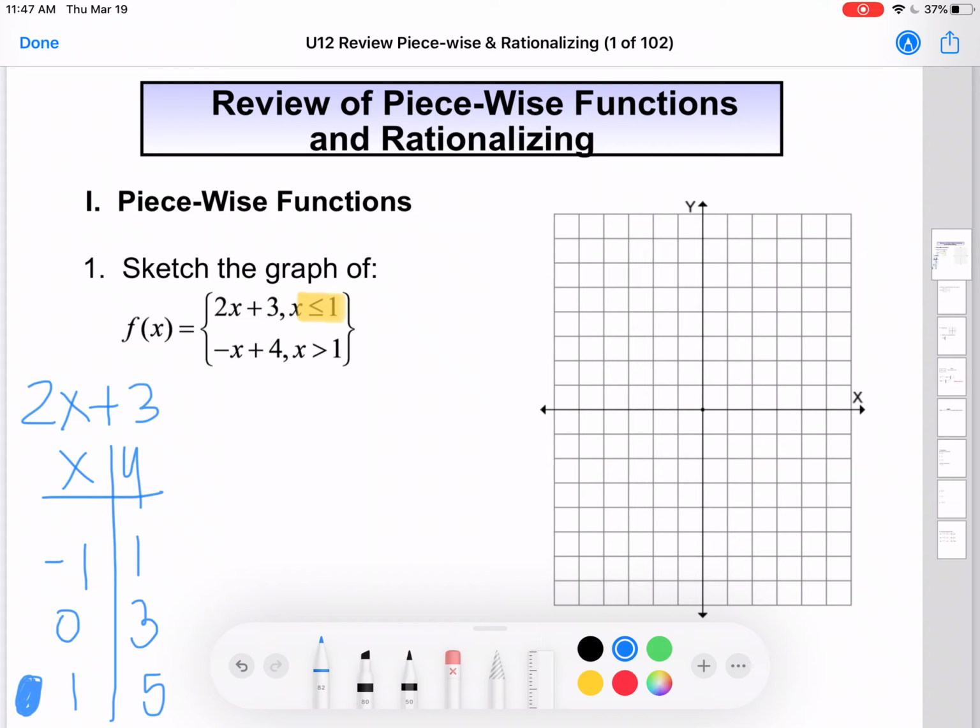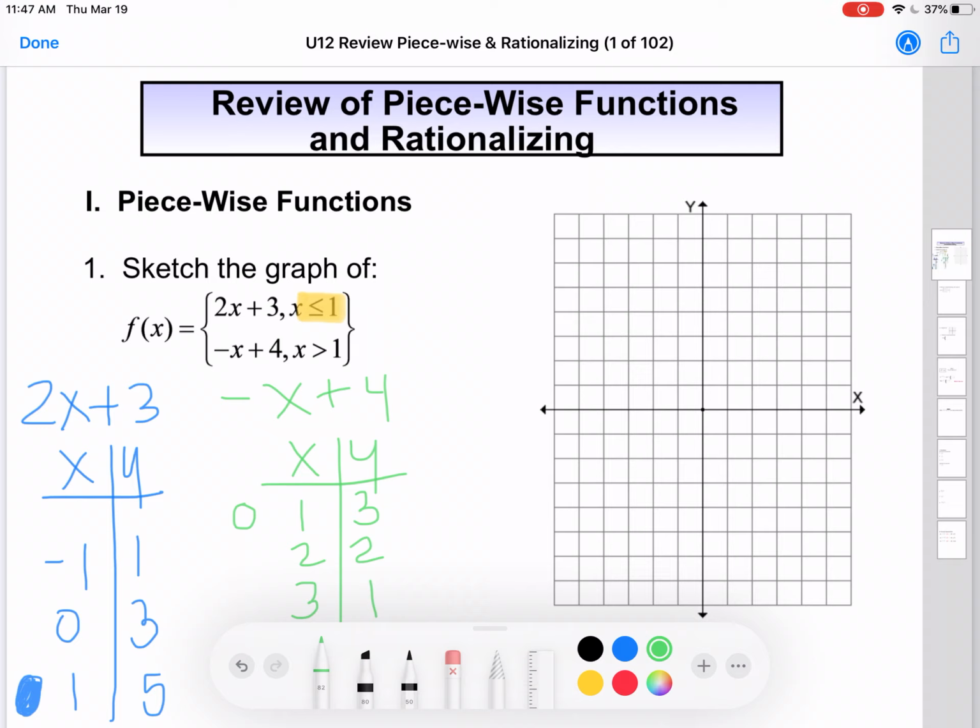Okay, let's do the same thing for our second piece, negative x plus 4. The domain for this one is x is greater than 1. So we'll have 1 with an open circle, and just do a few. Now if I plug in the number 1 into this function, I'll wind up with 3. If I plug in 2, I'll get 2. And if I plug in 3, I'll get 1.